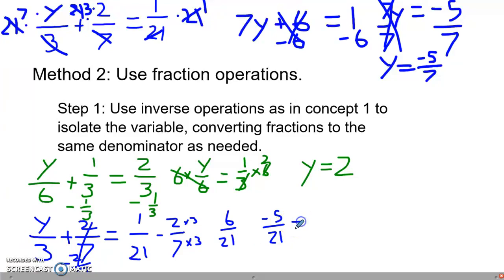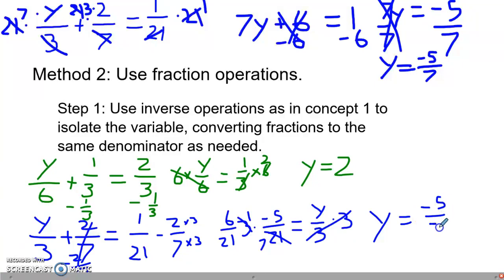Oops, I got it on the wrong side, but that's fine. And that will equal y over 3. Multiply both sides by 3. Cross cancel. I have 3 times negative 5 over 21. I can factor this out and divide by 3. 3 divided by 3 is 1. 21 divided by 3 is 7. And I end up with y equals negative 5 over 7.